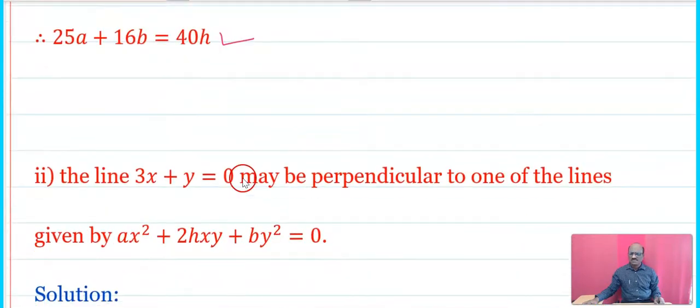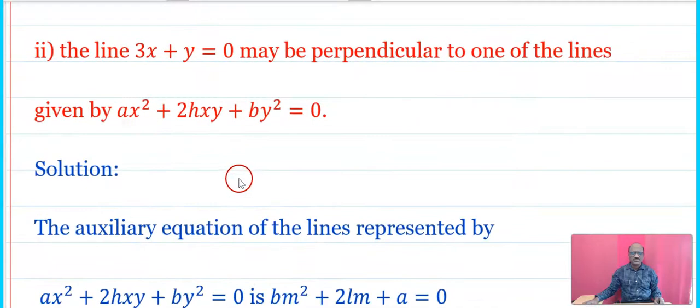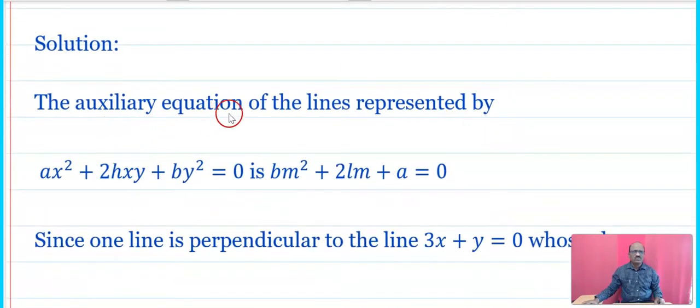That is what we wanted to prove. Next, if the line 3x plus y equals 0 is perpendicular to one of the lines given by ax square plus 2hxy plus by square equals 0, then find the condition. Solution: the auxiliary equation of the lines represented by ax square plus 2hxy plus by square equals 0.